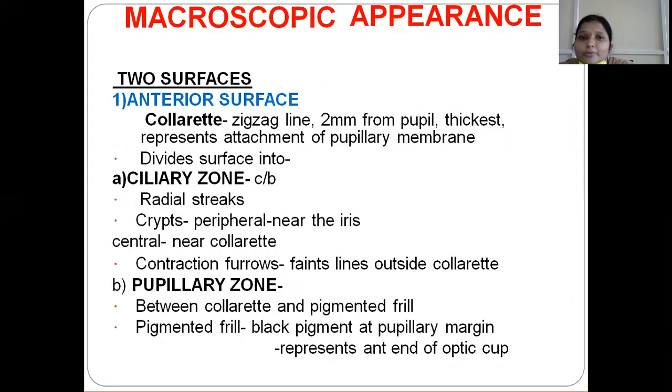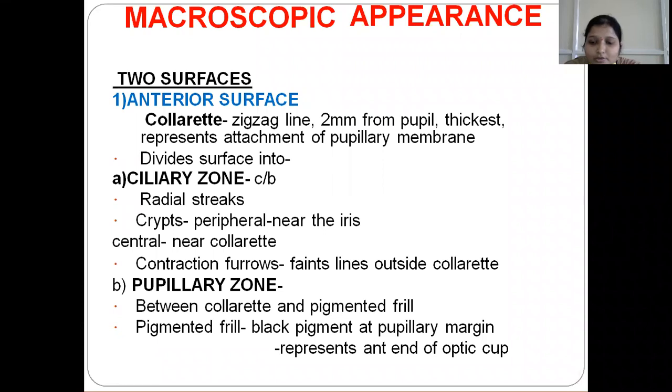Coming to the macroscopic appearance, there are two surfaces, anterior and posterior. The anterior surface is divided into two zones, the ciliary zone and the pupillary zone. How do we divide the iris into two zones? It is divided by the collarette. As I have already mentioned, the collarette is a zigzag line about 2 mm from the pupil, and it is the thickest part of the iris, and it represents the attachment of the pupillary membrane. It divides the iris into two zones, the ciliary zone and the pupillary zone.